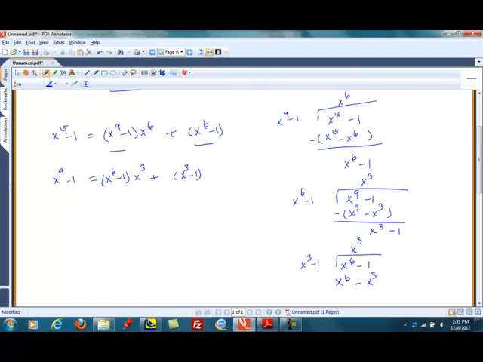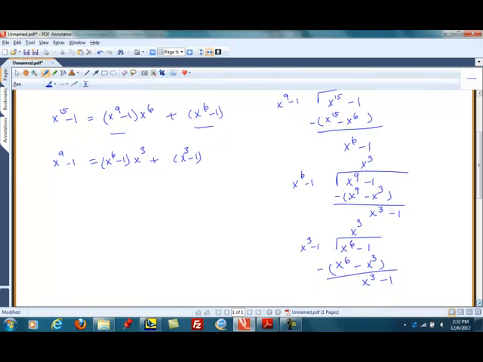It does look familiar, doesn't it? So we get an x to the 3rd minus 1. Now, does that go in? Yeah, plus 1. So then when we write it, we have x to the 6 minus 1 is equal to x to the 3rd minus 1 times x cubed plus 1 with a remainder of 0. That means that our greatest common divisor is the last non-constant polynomial.